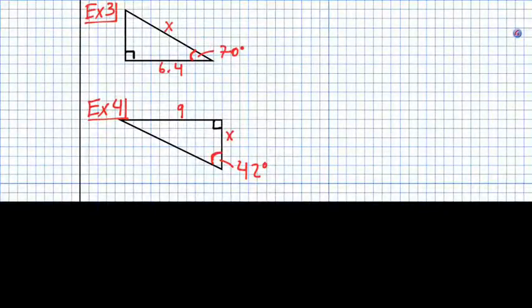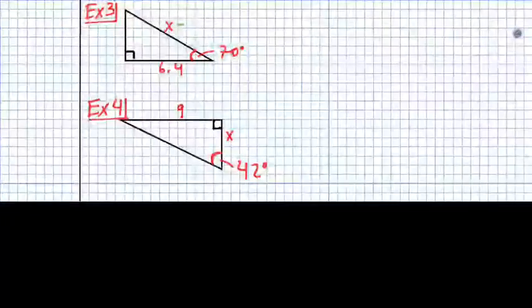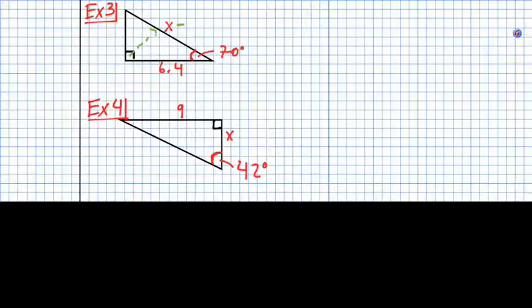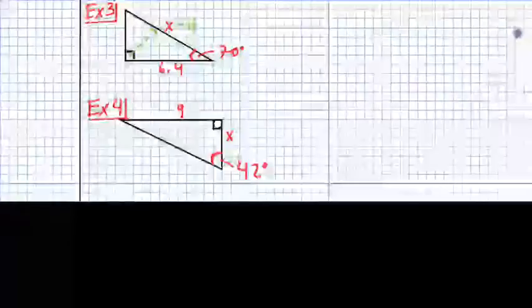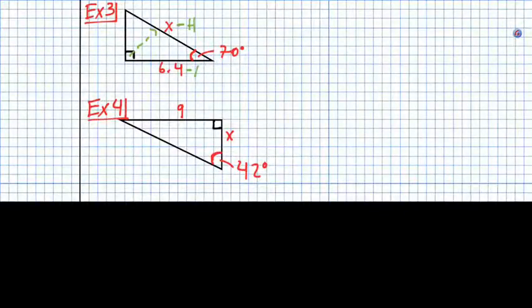So example 3, we identify our sides as, well, it looks like the x is directly across from the right angle, so that's going to be my hypotenuse. And then 6.4 is going to be my adjacent side because it's touching right here. So I have an adjacent and I have a hypotenuse using SOH CAH TOA, right? I'm going to use SOH CAH TOA again. I see that adjacent and hypotenuse are going to be cosine. So I'm going to use this cosine here.